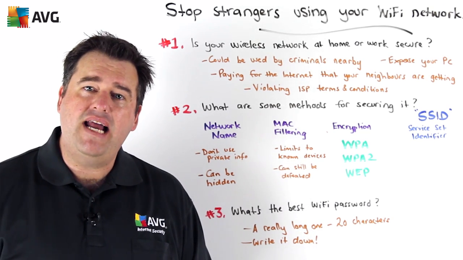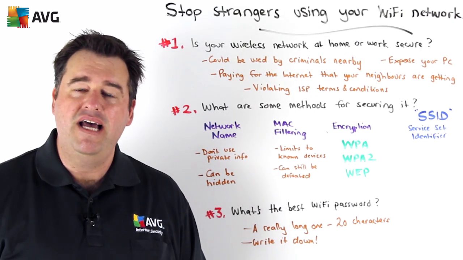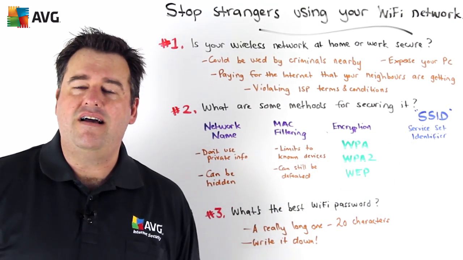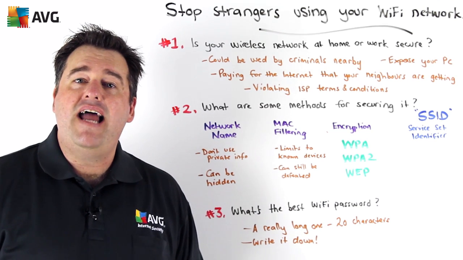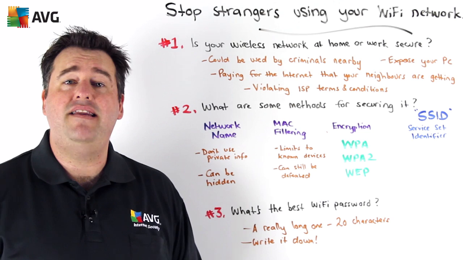So how can you do that? There are really three things that I want to talk about here. The first one is the network name. This is also known as the SSID, or Service Set Identifier. But essentially it's the name that will pop up on a device when you attempt to connect to the network, and I'm sure you've seen that before.